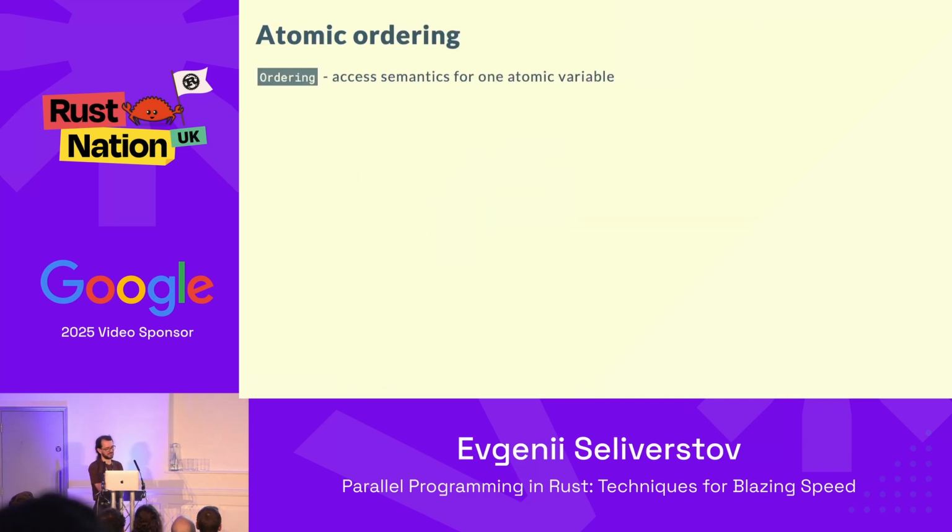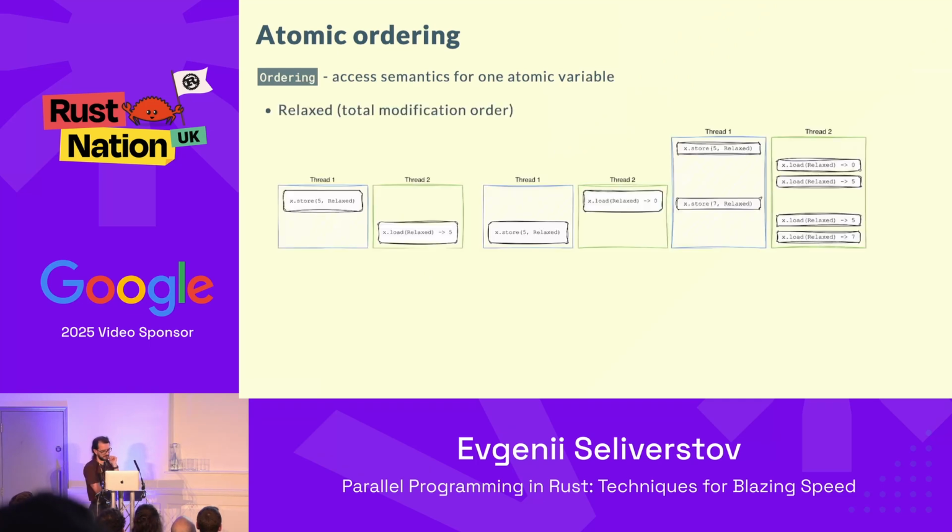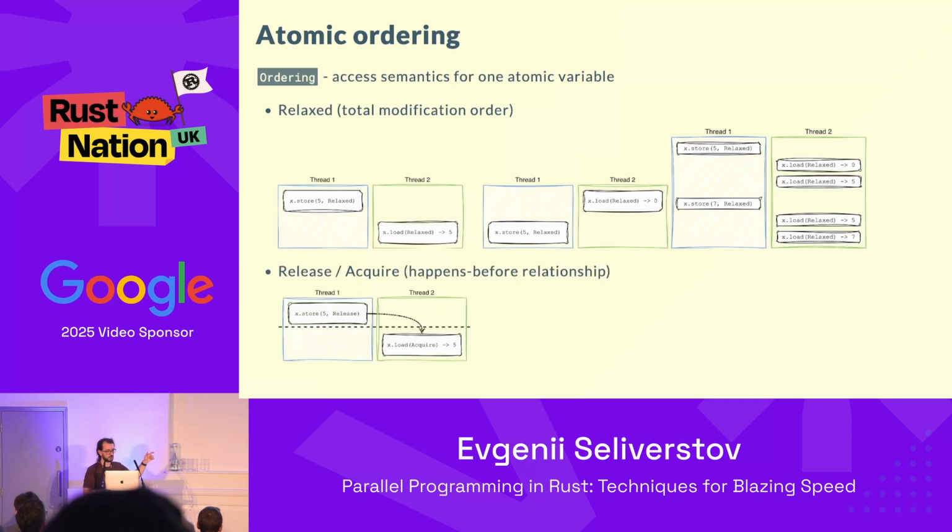So, atomic ordering. Why do we have ordering? It's the access semantics, because all these operations can be reordered by the compiler or even by the hardware. So if you want to implement a dependency between them, you need to go with release-acquire. You say, okay, this particular store, setting the value, depends on the other one. So it means we have a happens-before relationship. If you don't, you can get any scenario, right?